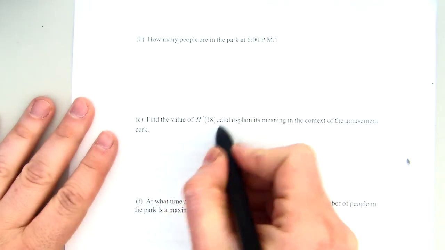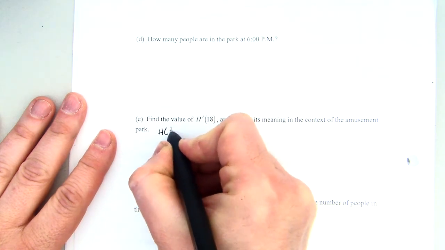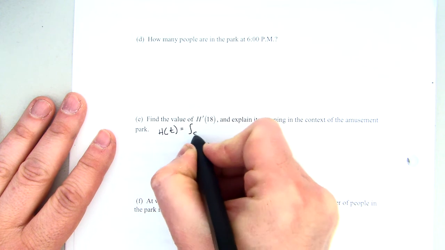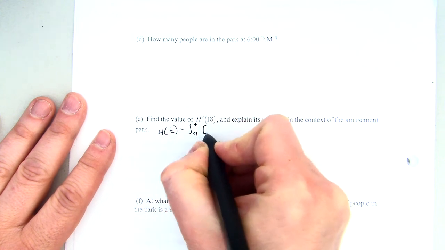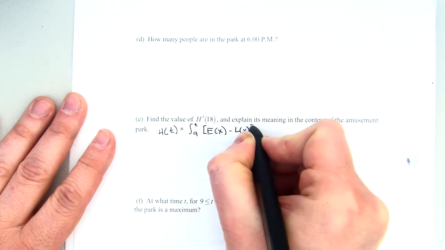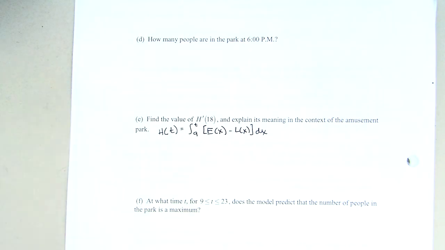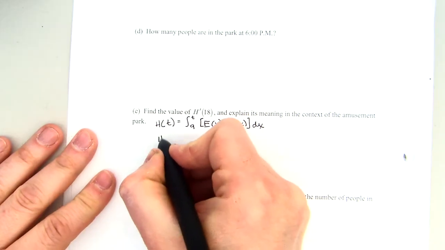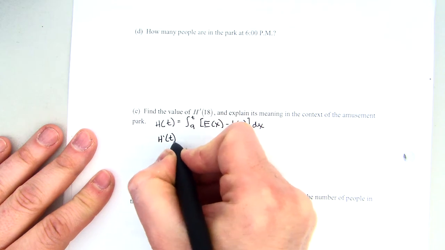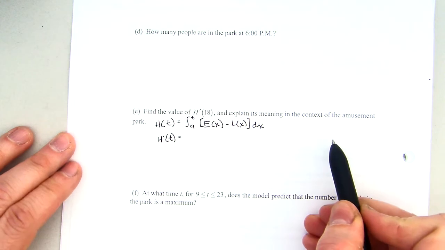In part E, I want to find h prime of 18 and explain its meaning. I know from part C that h of t is the integral from 9 to t of e of x minus L of x dx. I first need to calculate h prime of t, then calculate h prime of 18, and then figure out what exactly it's telling me. How would I find the derivative? How do I find the derivative of a function defined by an integral?